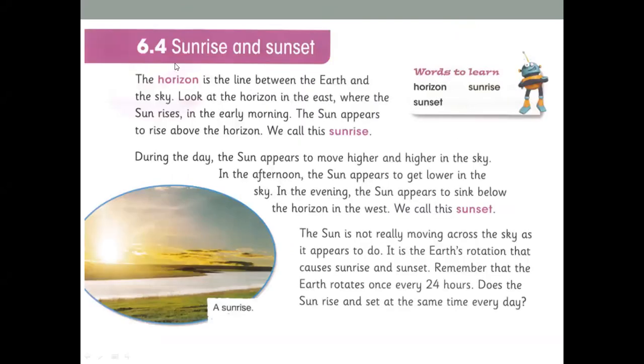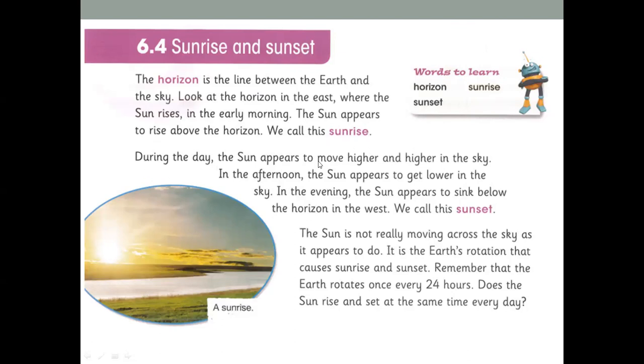Let's start. Lesson 6.4 Sunrise and Sunset. The horizon is the line between the earth and the sky. Look at the horizon in the east where the sun rises. I told you the sun rises from which side? From east to west. Sunrise in the east and sunset in the west. So the sun appears to rise above the horizon. We call this sunrise.